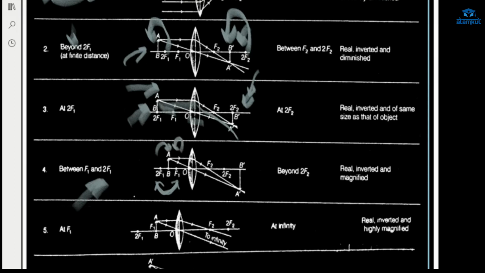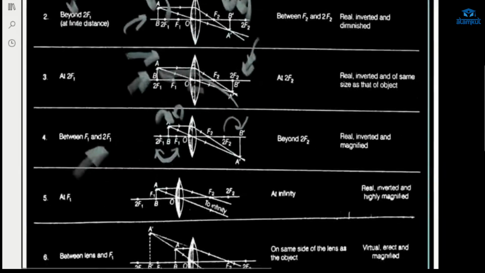Now the image will form after 2f, beyond 2f2. Do you see this? The image is forming beyond 2f, and it will be a little bit larger than the object.